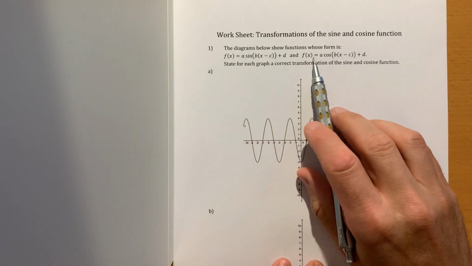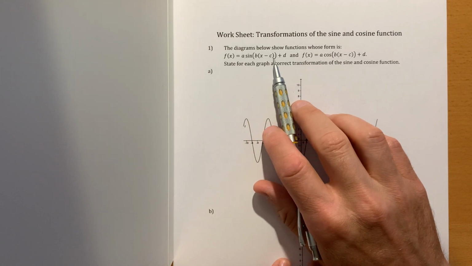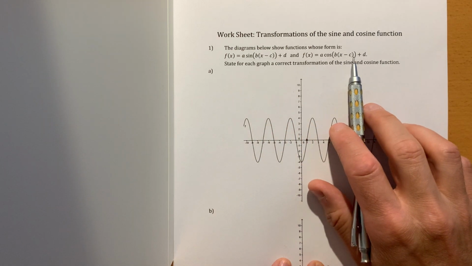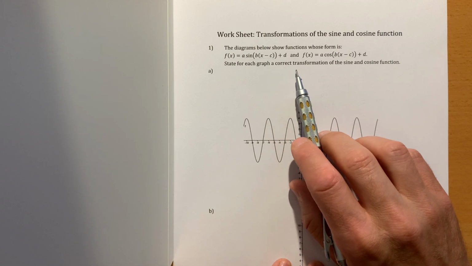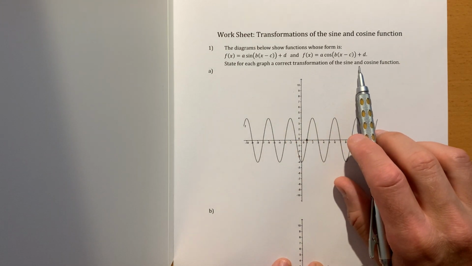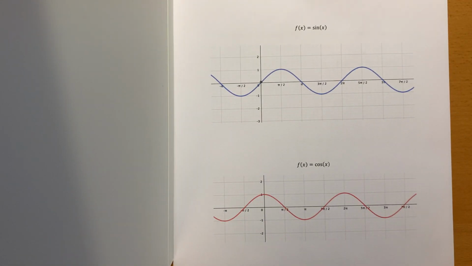The diagrams below show functions whose form is a sine transformation or a cosine transformation with a, b, c, and d as stated. State for each graph a correct transformation of the sine and cosine function. Well, you need to know what the original sine and cosine function looks like.